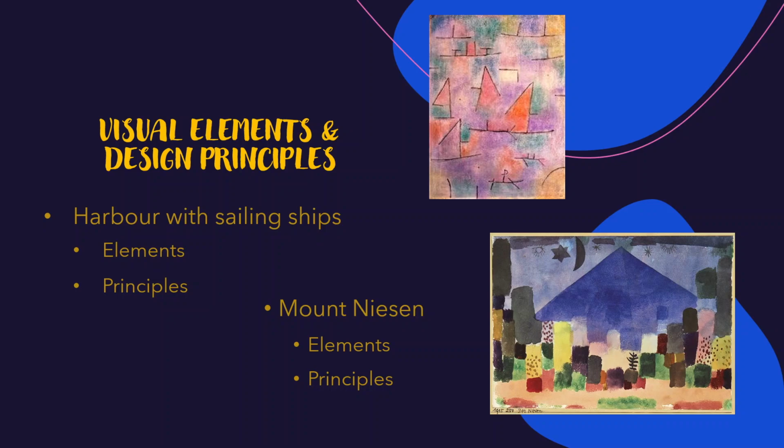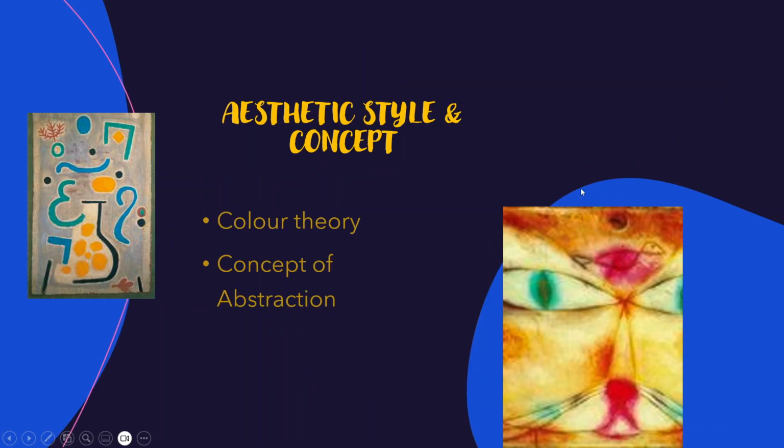While the first painting we examined had areas of symmetry, right, in some areas, this painting, on the other hand, is for the most part asymmetrical. There doesn't seem to be any symmetry. What about the aesthetic style and concept?